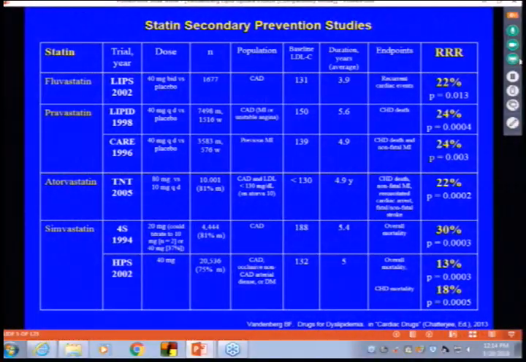So the first part of the drug talk would be statins, because we have the most robust information on reducing events, not only with LDL reduction with statins, but also in reducing events. This highlights the major statin trials for secondary prevention and the consistent risk reduction in events.